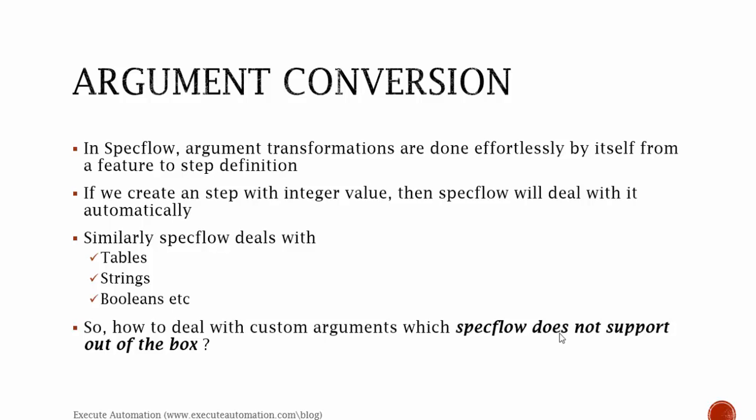Argument conversion or argument transformations. In Specflow, the argument transformations are done effortlessly by itself from a feature to step definitions. If we create a step with integer value, then Specflow will deal with it automatically. Similarly, Specflow deals with some of these steps which have tables, strings, and Boolean conversions automatically. So how to deal with a custom argument which Specflow does not support out of the box?